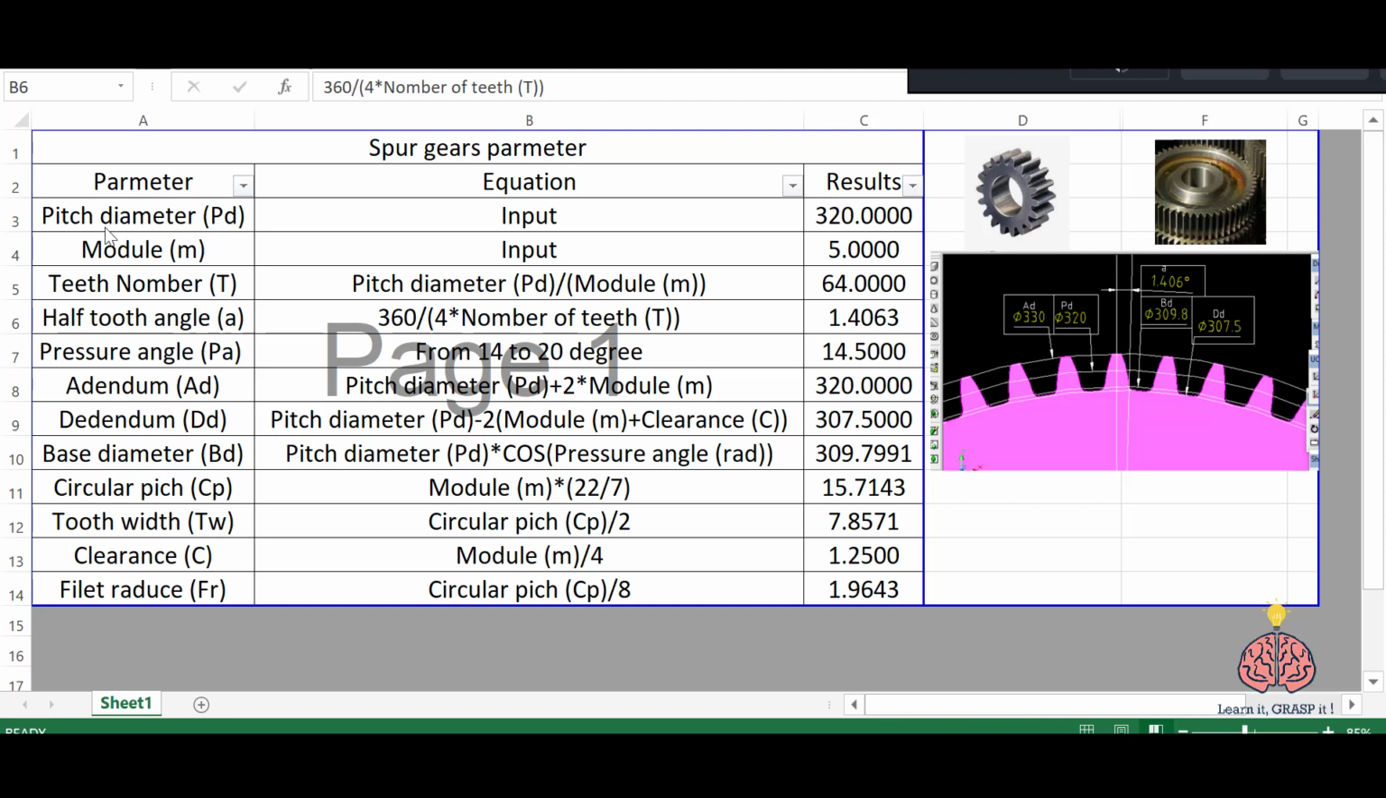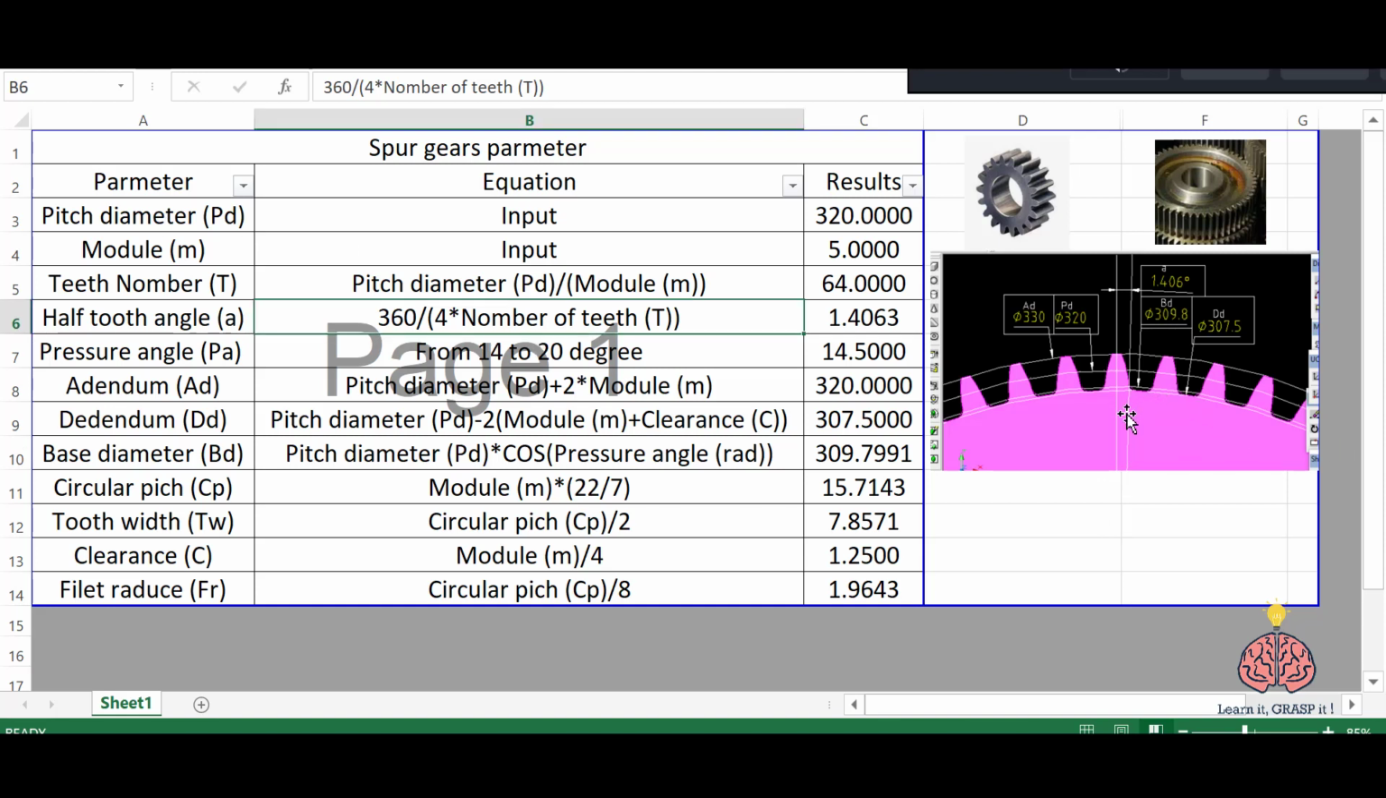The first parameter, pitch diameter and module. There is a relation between pitch diameter and module and number of teeth. The teeth number multiplied by module equals pitch diameter. These three parameters are the first parameters which we calculate and can design our spur gear.